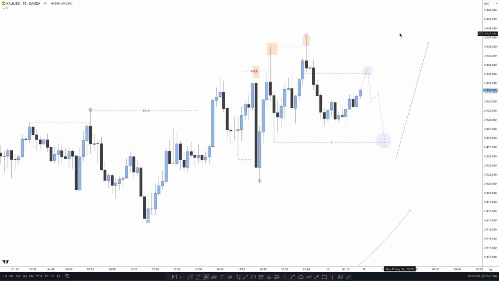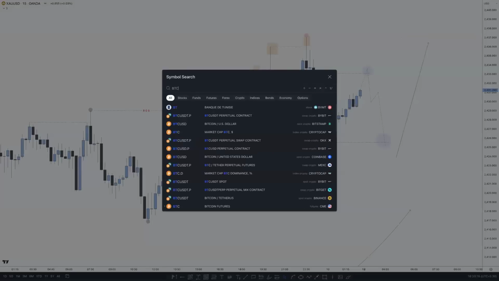Okay, so the gold and Euro USD are already done. Now let's move on. The next one is Bitcoin. Bitcoin is the most tradable cryptocurrency coin.